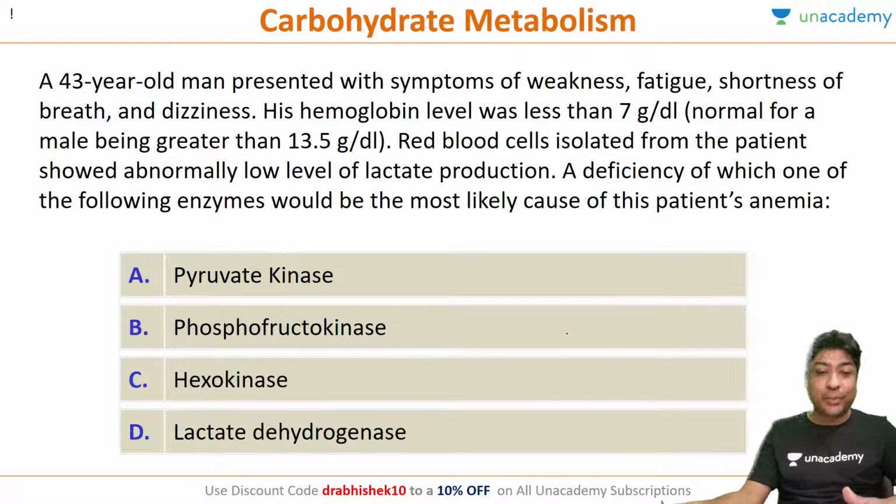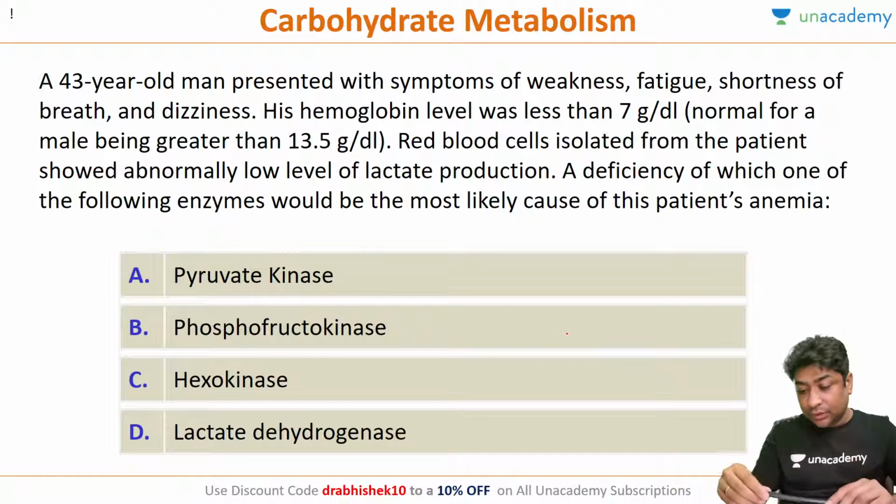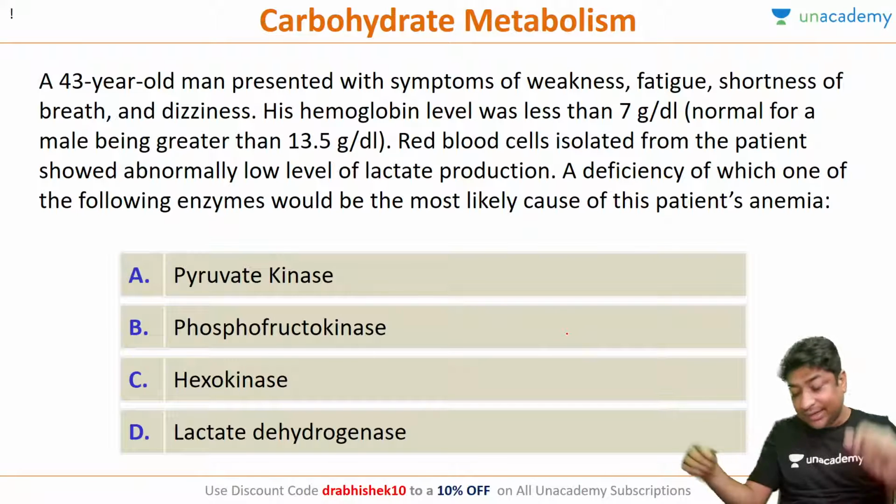So your options are pyruvate kinase, phosphofructokinase, hexokinase, and lactate dehydrogenase. Anyone, if you want to, attempt this question. Charu is saying lactate dehydrogenase. Anyone else wants to answer this question?